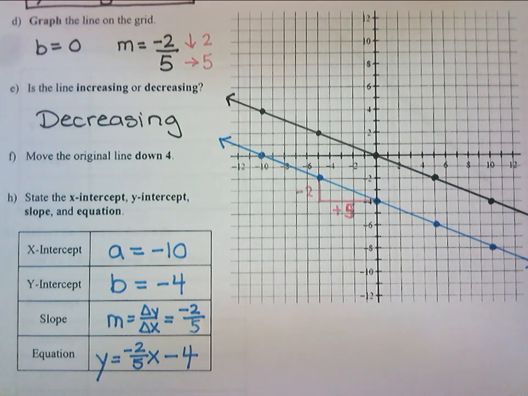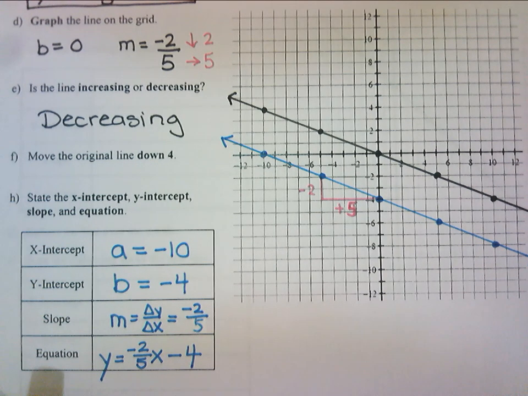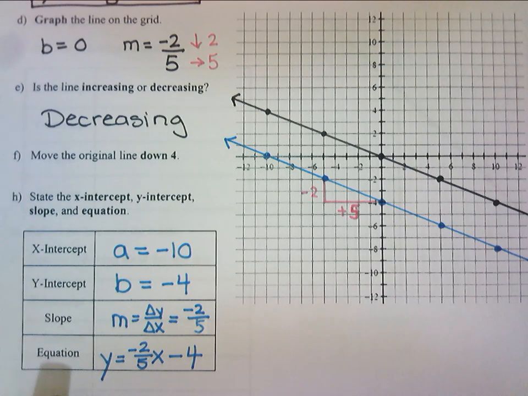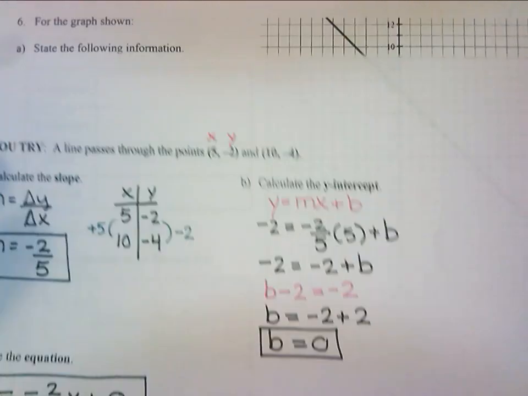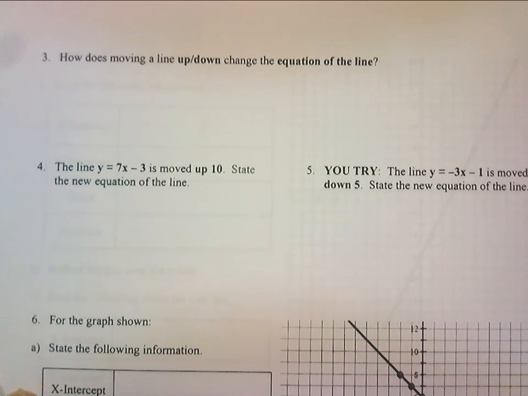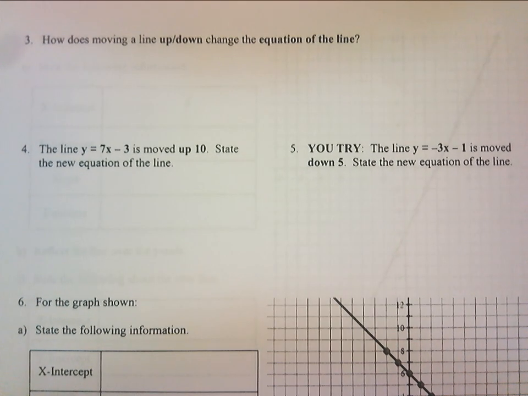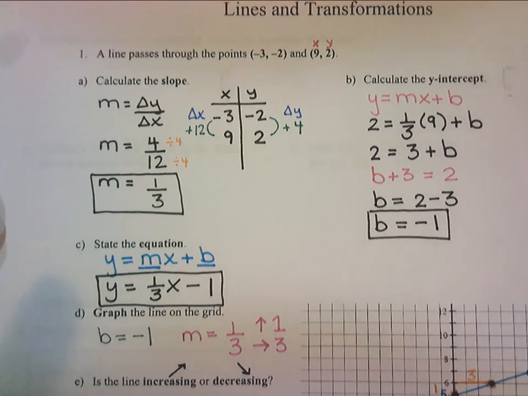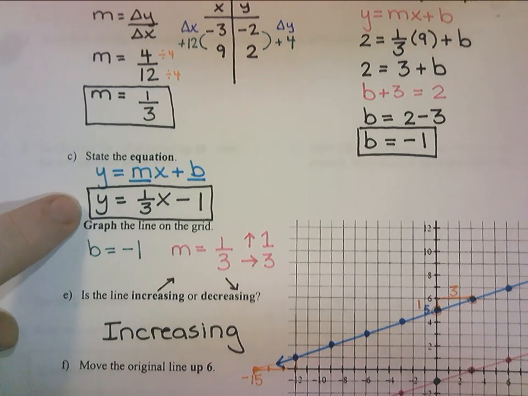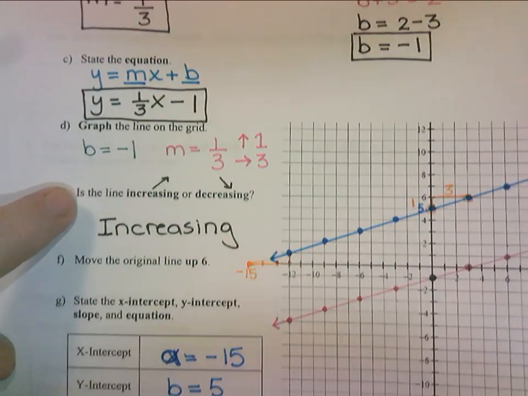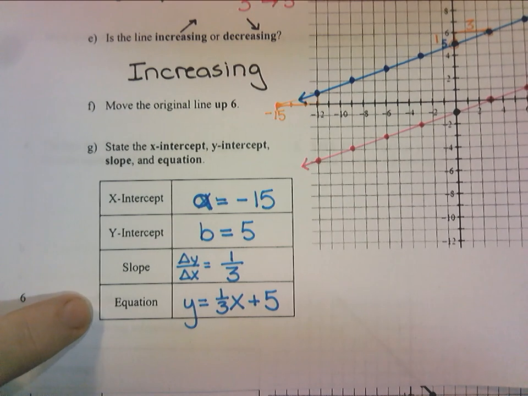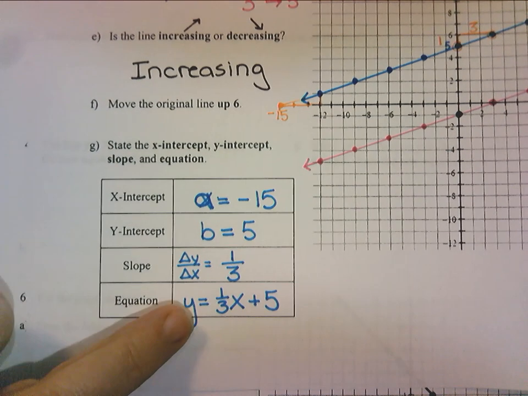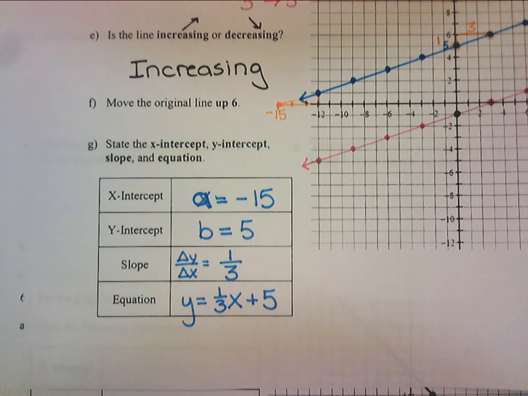So in order for us to move forward and do the next section, we want to think about what we saw in the first example and this example. Our question on the next page says, how does moving a line up or down change the equation of the line? So we're just going to go back and quickly take a look at the first example. My original line was y equals 1/3 x minus 1. And then when we moved it up 6, we ended up at y equals 1/3 x plus 5.